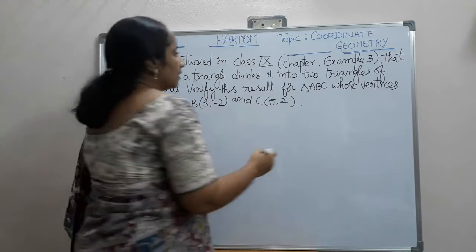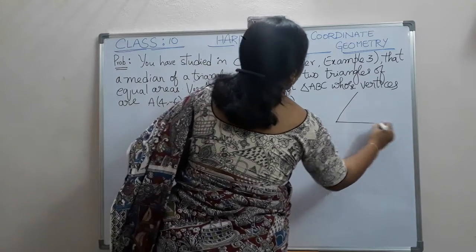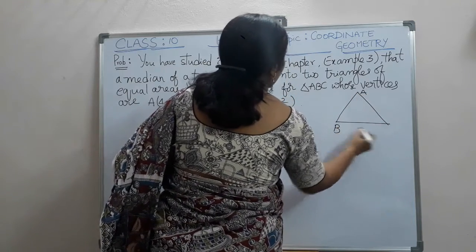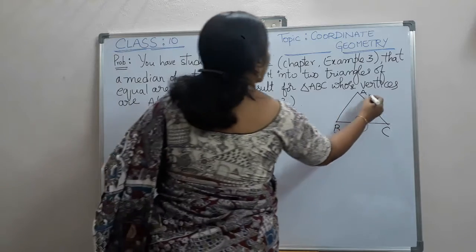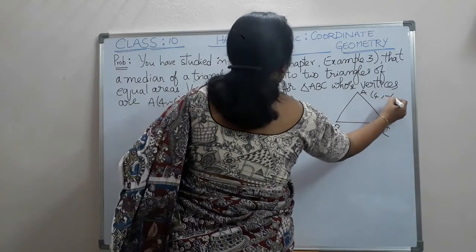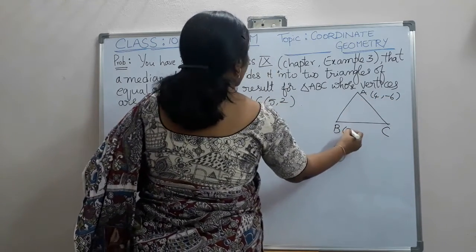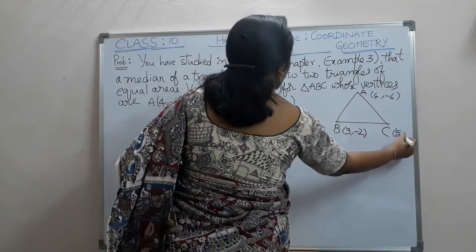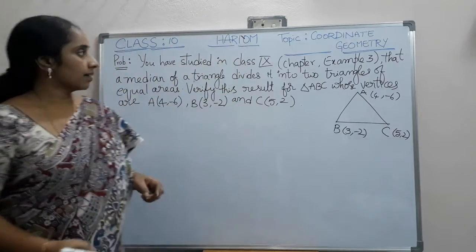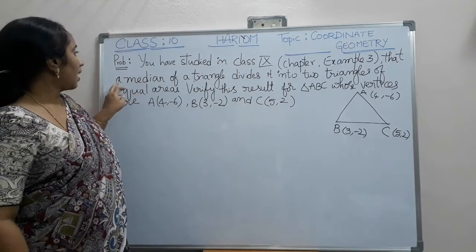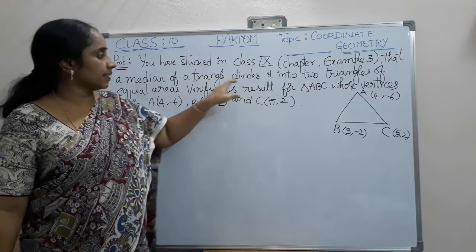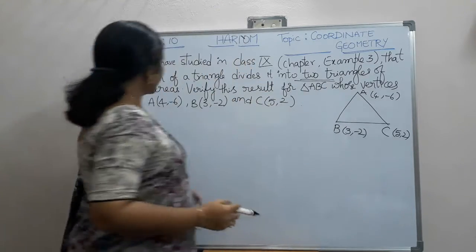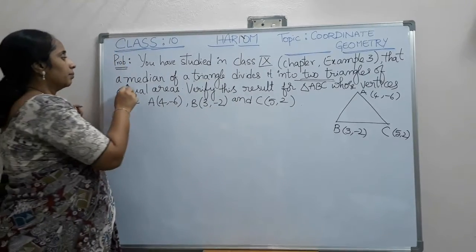Here we have a triangle with the vertices A (4, -6), B (3, -2), C (5, 2). A median of a triangle divides it into two triangles. Here we have to discuss this median.